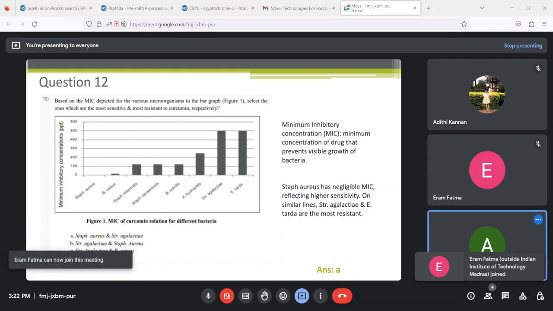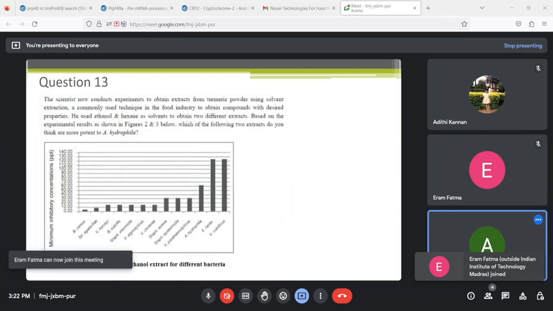Hope this is clear, the concept of MIC. All the rest of the questions are also somewhat dependent on the concept of MIC as well. So moving to question 13, a similar study. The scientist now conducts an experiment to obtain extracts from the turmeric powder using solvent extraction, a commonly used technique in the food industry to obtain compounds with the desired properties. He used ethanol and hexane as solvents to obtain two different extracts. Now, based on the experiment result as shown in figure 2 and 3 below, which of the following two extracts do you think are more potent to A.